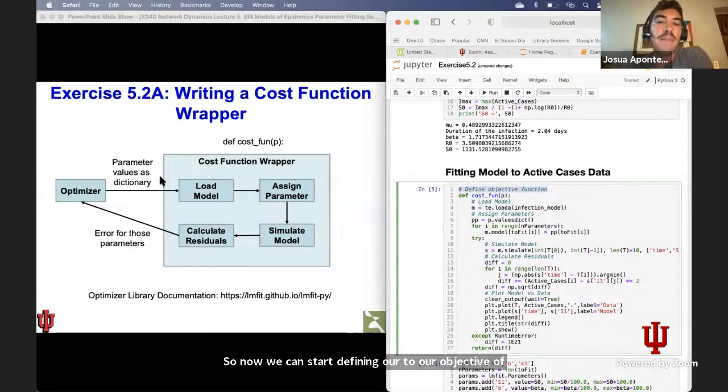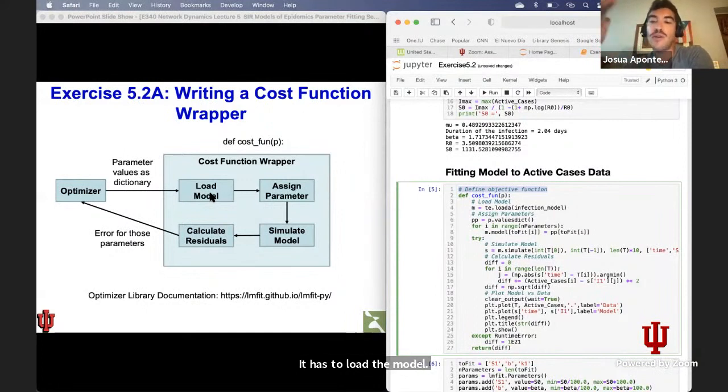Based on how tellurium works, the idea is that this cost function has to do 4 things. It has to load the model. Once the model has been loaded, so we have to define what the model is, right? In our case, it's going to be an SIR model.